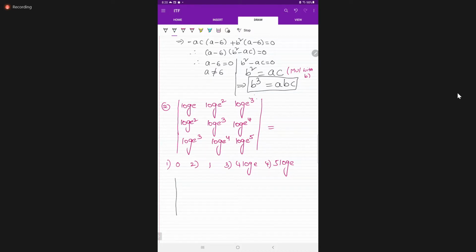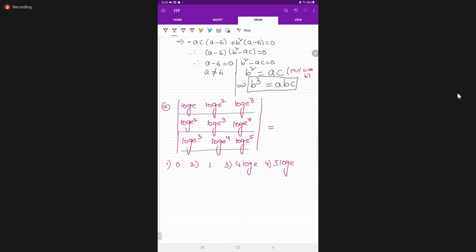So in the first row, which one is the common? First row or first column, anything. Which one is the common here? Please respond. Row wise or column wise? First I am taking row wise. Tell me, students, what is the common?